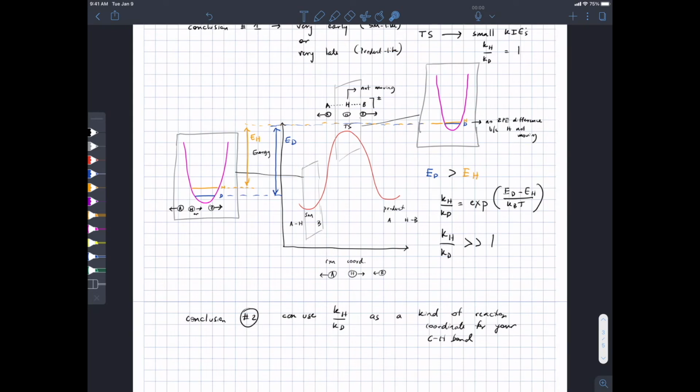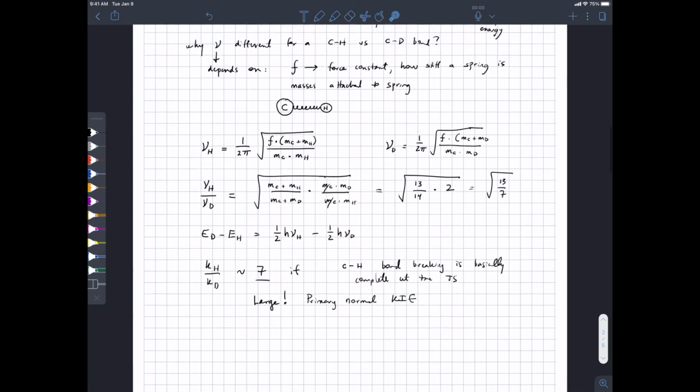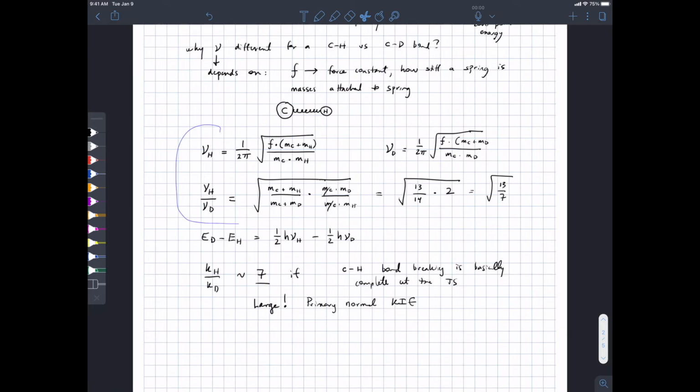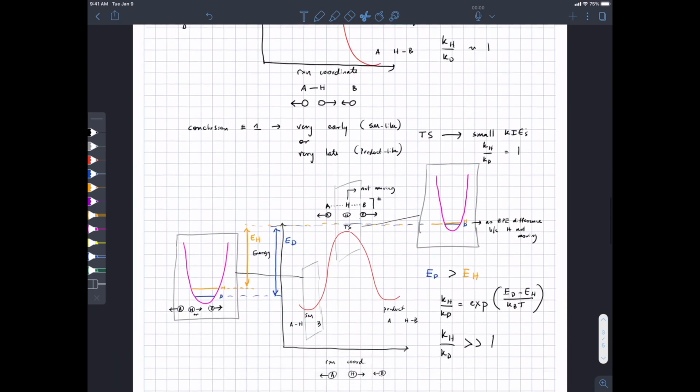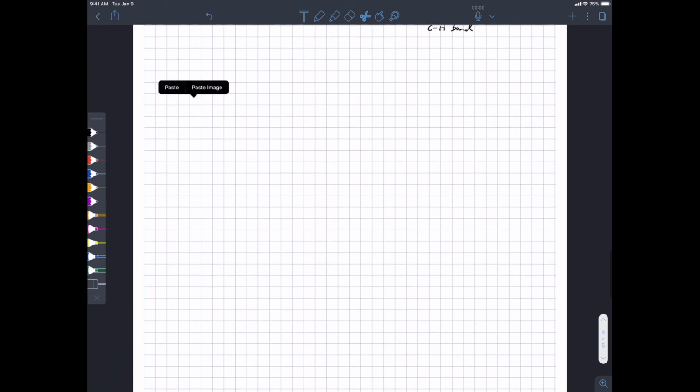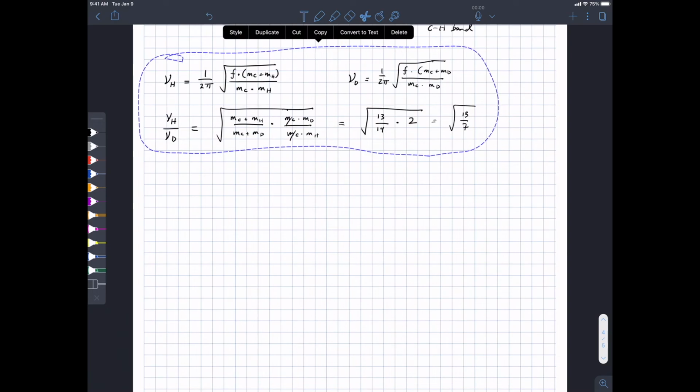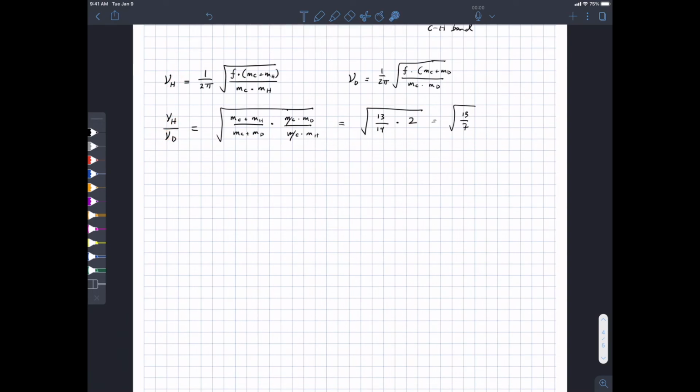So let's talk about secondary kinetic isotope effects. These are small but predictable. And again, we're going to have to delve a little bit into the world of bond vibrations. Okay, so I'm going to copy down this stuff. And we're just going to remember that the difference in bond vibrations tells you something about the difference in energy of 0-point energy for various bonds.